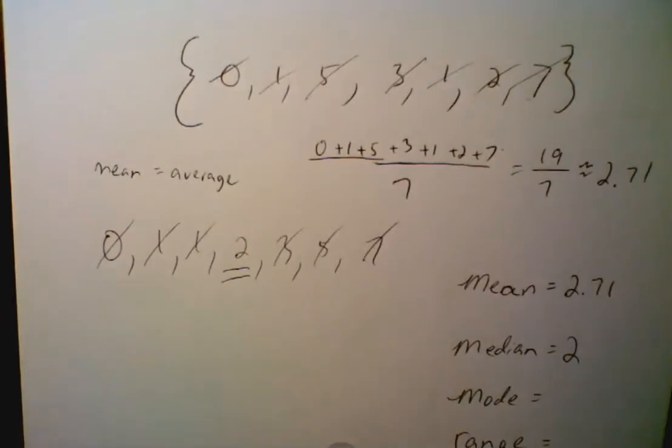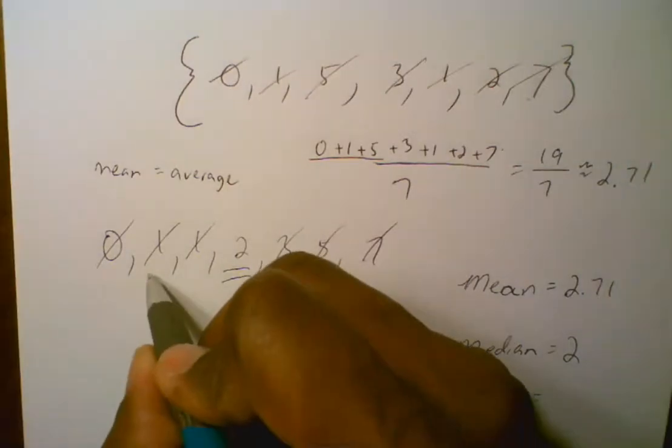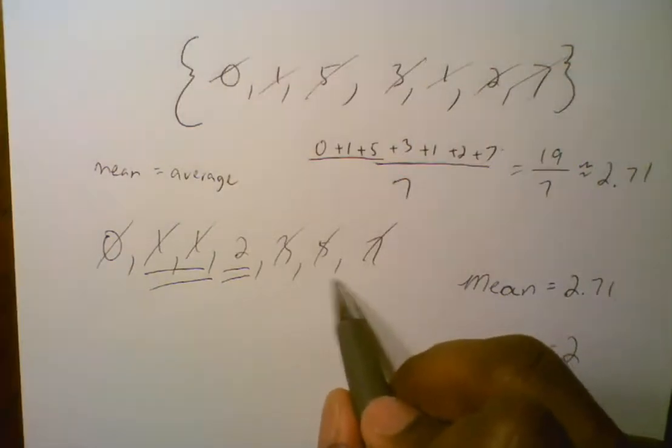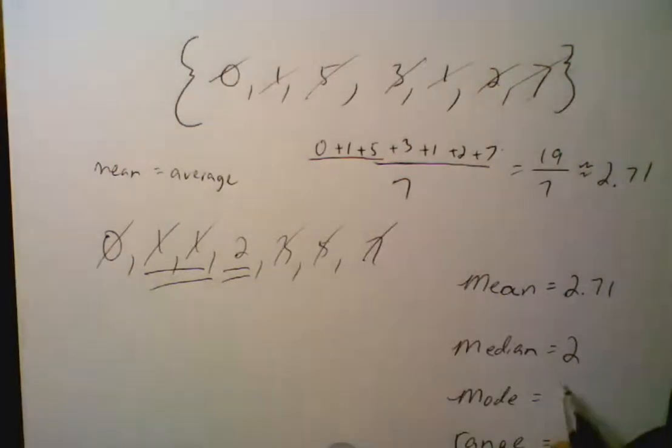The mode is the most occurring number. So the mode is a number that occurs the most amount of times. In this case, the 1 occurred twice. There's nothing else that occurred twice or more. So 1 is my mode. It's the number that occurred the most.